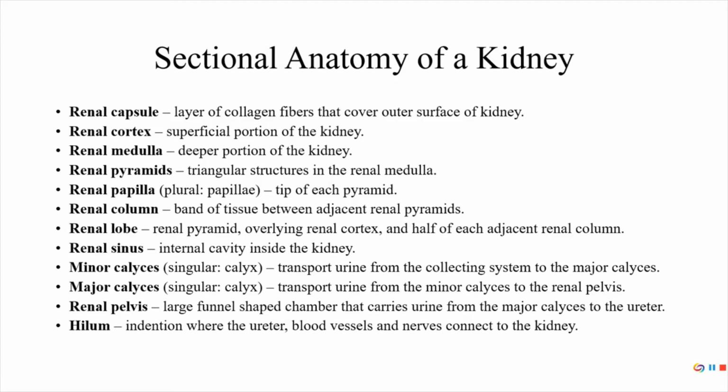Now, there also is going to be the renal sinuses, and these are all the internal cavities inside the kidney, which some of these internal things have associated to them the calyces. The calyces are what urine is going to first be obtained from when we get this out of the collecting system.